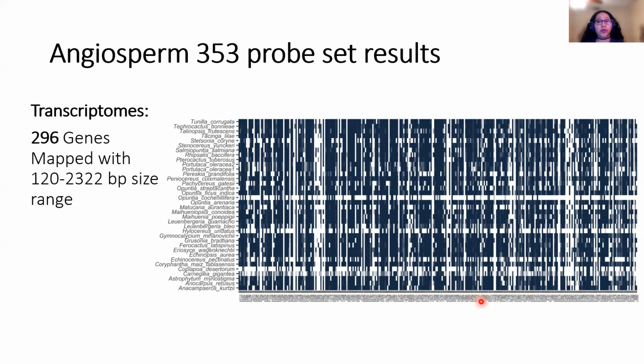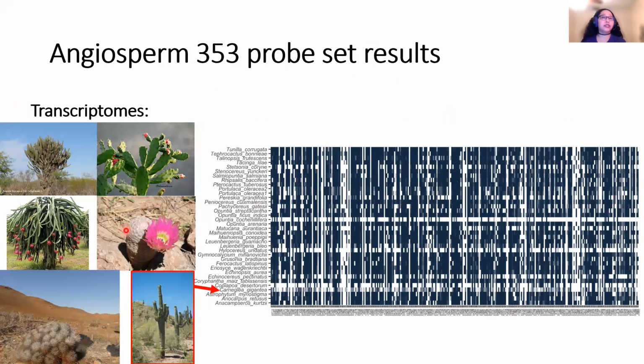And you can see a similar pattern of patchiness, where some genes didn't map at all to the samples, or very little, and some samples performed very poorly. The same samples that performed poorly in the Marker Miner probe set analysis performed badly here as well, with the addition of Carnegiea gigantea.